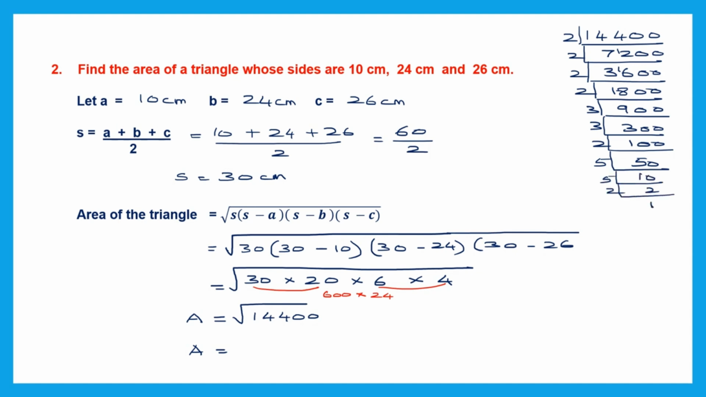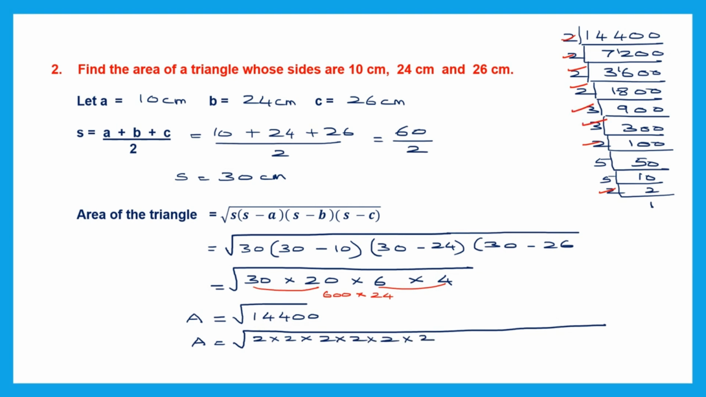Now let's use all this to find the square root. Let's count all the 2's. Now we have 1, 2, 3, 4, 5 and 6 2's. So let's write down the 6 2's first here. So 1, 2, 3, 4, 5 and 6. Now let's count the 3's. We have 2 3's. So 3 into 3. And the 5's, we have 2 5's, 5 into 5.